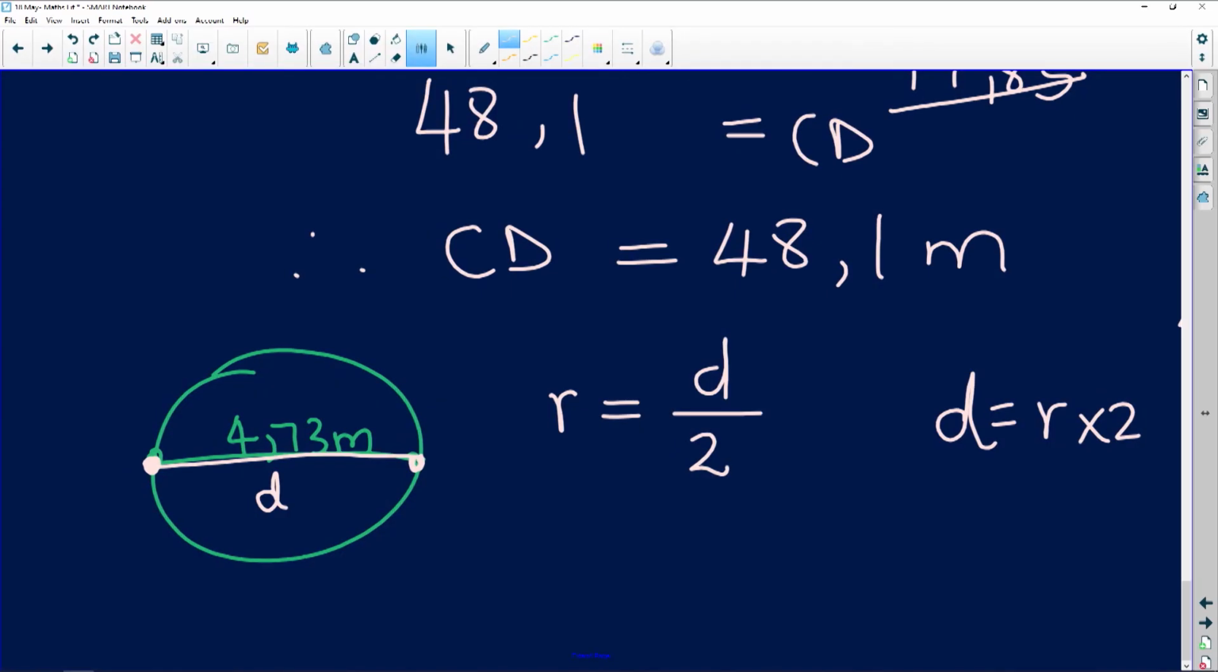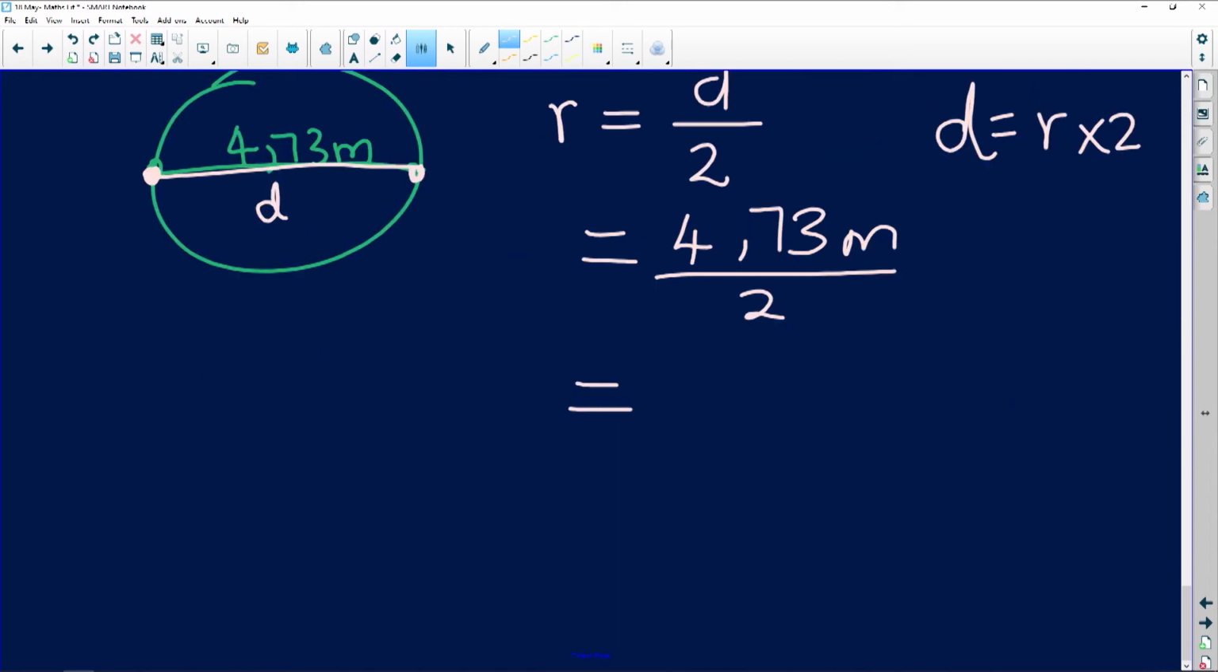Just know the relationships between one and the other. So now we are looking for the radius, and we've been given the diameter. So all we do is say 4.73 meters divided by 2. And that is going to give us our radius.